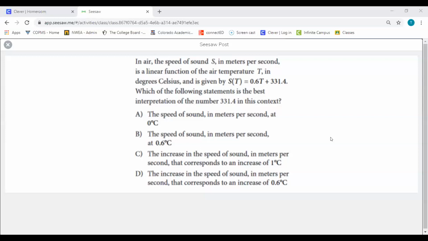And then looking at D, the increase in speed of sound in meters per second that corresponds to an increase of 0.6 degrees Celsius. Once again, they're just trying to get crafty there, using the slope, trying to confuse you. But since it's the constant in our form y equals mx plus b, 331.4 is the y-intercept. So that's always our y value at 0. So we're going to be okay.